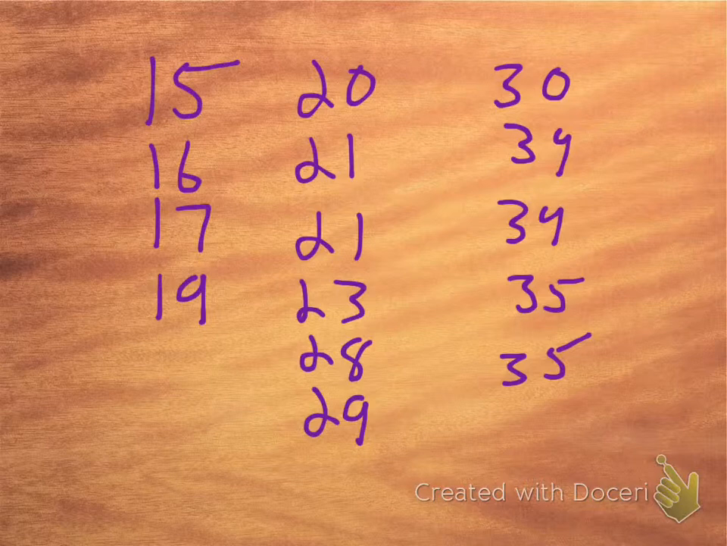Alright, representation B. 15, 16, 17, 19, 20, 21, 21, 23, 28, 29, 30, 34, 34, 35, 35. Okay, it matches. So that leaves us with representation A. Well, looking at representation A, what's the big problem? It jumps all over the place. It does jump all over the place, but what's the even bigger problem?